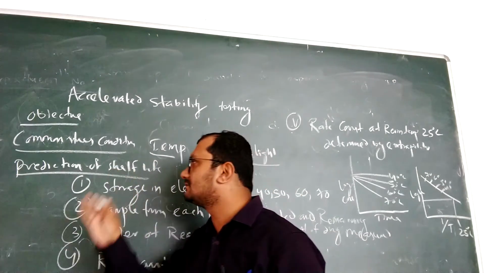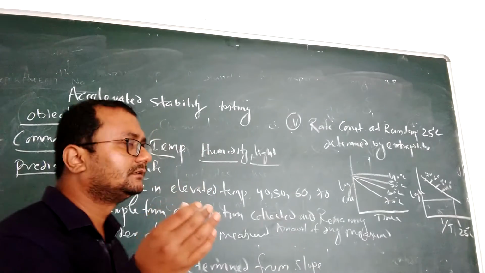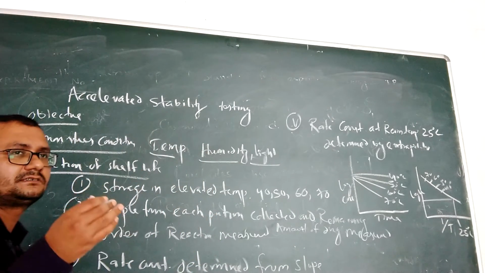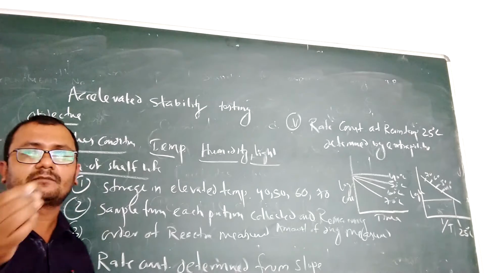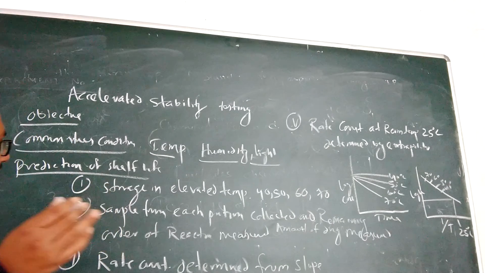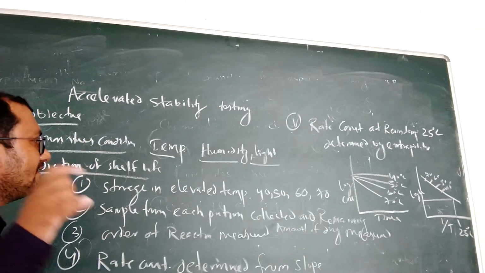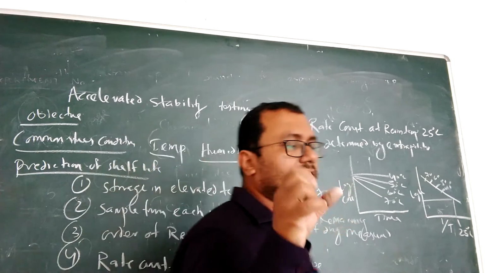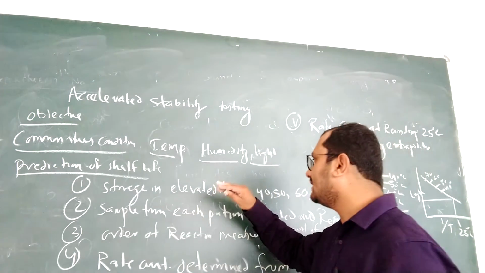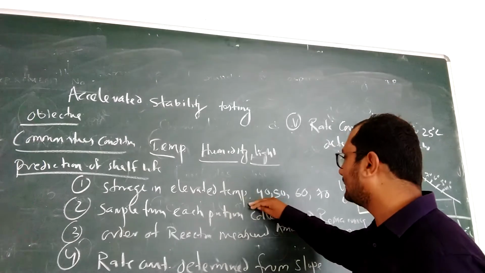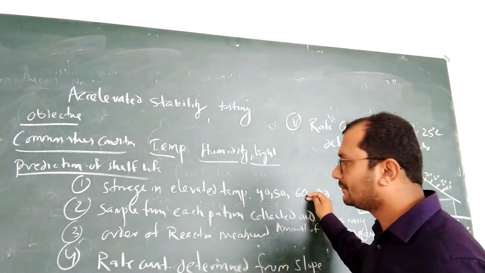Now coming to the steps in prediction of shelf life. These are the steps involved, how to carry out the experiment and how to determine the shelf life of the drug. The first one: we have to select the dosage form and divide it into different portions, and we have to store them at different temperatures like 40 degrees, 50 degrees, 60 degrees and 70 degrees Celsius.